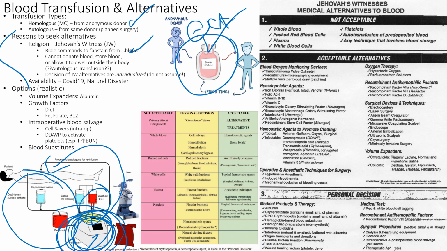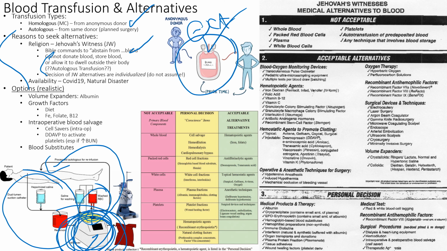So does that mean rare meat, or does that mean blood entering my body? That's why they're saying, if it leaves my body, I don't want it to come back to my body. But definitely, I'm not against someone else's blood being given to me, right? I'm not going to volunteer for that. So they cannot donate blood, store blood, or allow it to dwell outside their body. And the alternatives to blood are a decision for them.